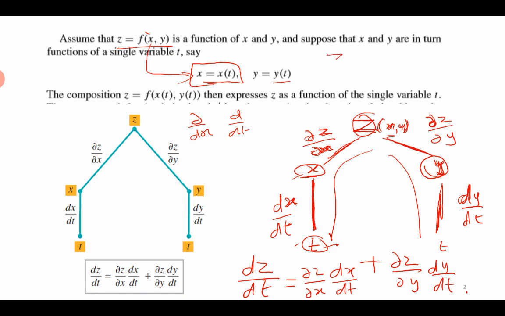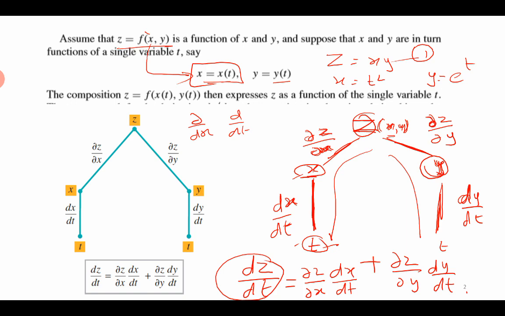Let's take a simple example. z is equal to xy, the product of x and y, where x is t squared and y is e raised to t. When you substitute the values of x and y in z, you will get z as a function of t. So z becomes a function of one variable. So when you differentiate z with respect to t, it is a total derivative.